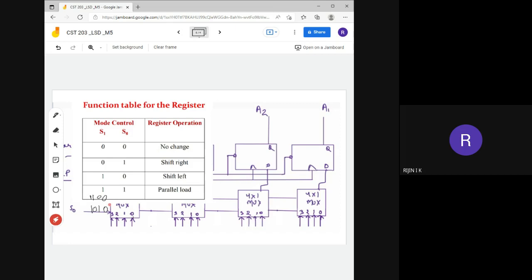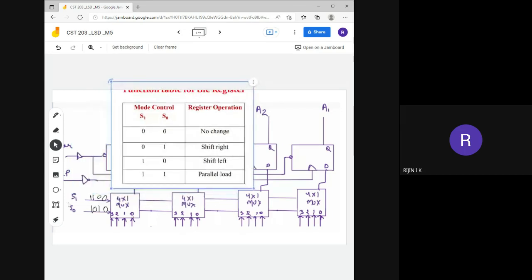Now here you can see two control lines are there, S1 and S0. Based on the value of the control lines, it has to perform these operations. That means if 0 0, it has to retain the previous value of the flip-flop. And if the value of these two control lines is 0 1, you have to perform the shift right operation in the register.